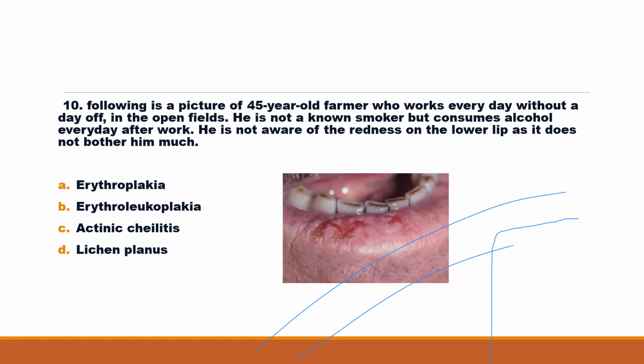All right, so the answer for the last question is actinic cheilitis. The hint for this would be that he is a farmer who is working every day in the open field. So if the lesion is on the lips, working in the open field, it is actinic cheilitis. So that's the last answer.